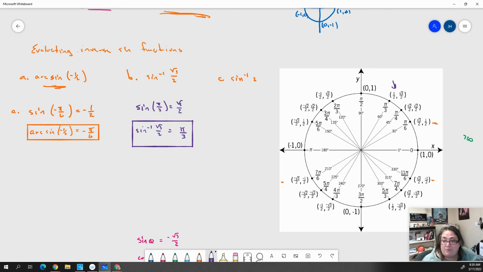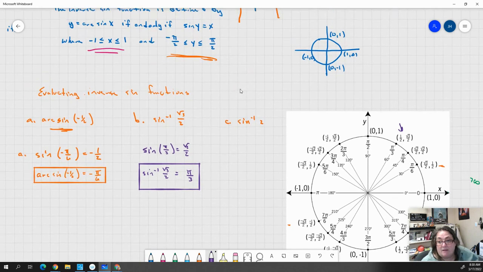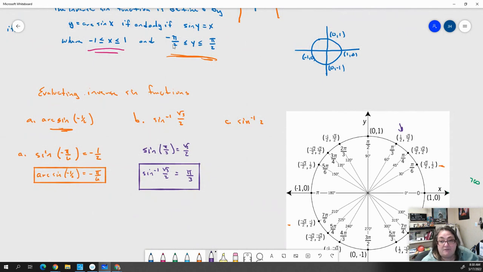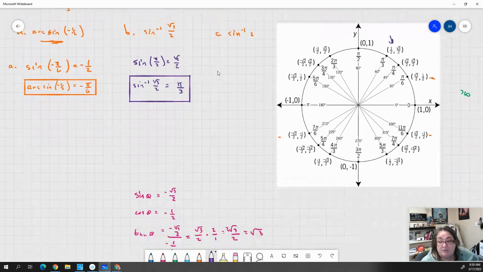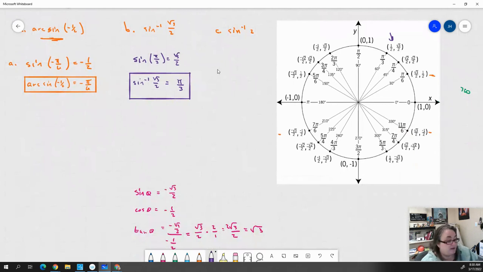If you look back at our parameters on this, it says that everything has to fall between negative pi over 2 and pi over 2. And if you look at that, even on this, negative pi over 2 would be here. Pi over 2 would be here, right?